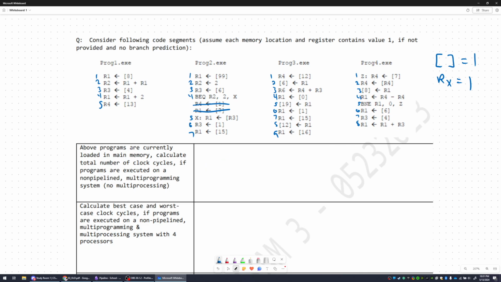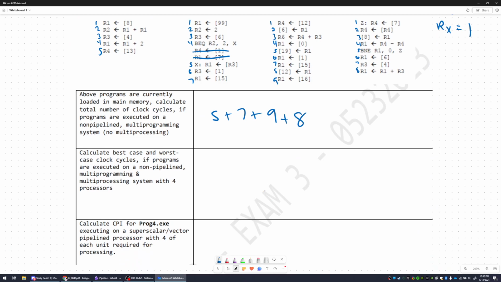So the above programs are currently loaded in memory. Calculate the total number of clock cycles the program will execute on a non-pipelined multi-programming system, no multiprocessing. So it's non-pipelined, and you don't have both multi-programming and multiprocessing, so it has to run one program after another. So it's 5 plus 7 plus 9 plus 8. I'm just gonna leave it like that. 29. Okay. For this one, execute on a non-pipelined multi-programming and multiprocessing system, and there are 4 processors. So the worst case is everything gets scheduled on one processor. So it's going to be 29 again. Best is whatever is the longest here. So 9.